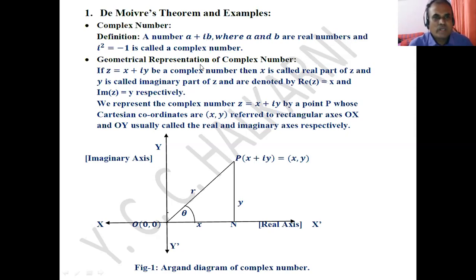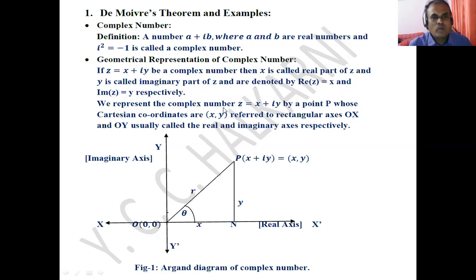Now, the geometrical representation of complex number. If z equal to x plus iy is a complex number, then x is called the real part of z and y is called the imaginary part of z. The real part of z is denoted by Re, the first two letters: Re of z is equal to x, and the imaginary part of z is denoted by Im, the first letters: Im of z is equal to y respectively.